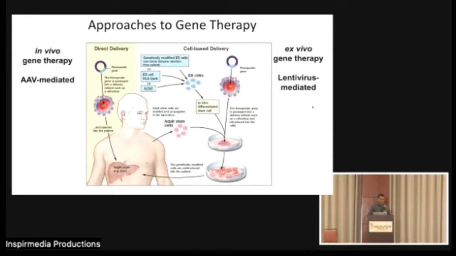On the one hand, in vivo gene therapy, where we have a direct delivery of the AAV carrying the transgene to a certain organ, like the liver. We directly deliver that virus carrying the cargo, carrying now a healthy copy of the gene.